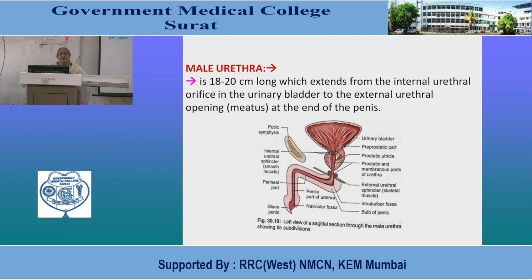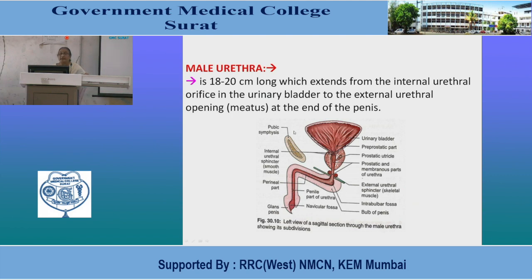The very important male urethra, frequently asked in short notes, is 18 to 20 centimeter long, which extends from the internal urethral orifice in the urinary bladder. So this is the internal urethral orifice. Here you can see, and here to the external urethral opening, called the meatus, at the end of the penis. So the whole is called the male urethra.